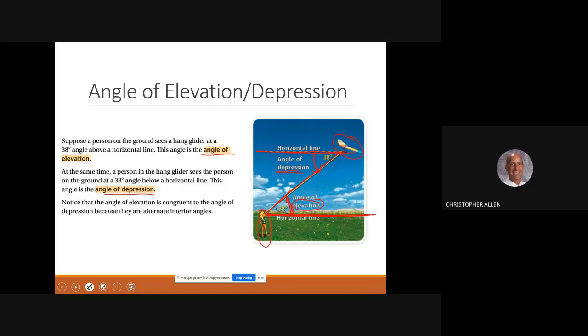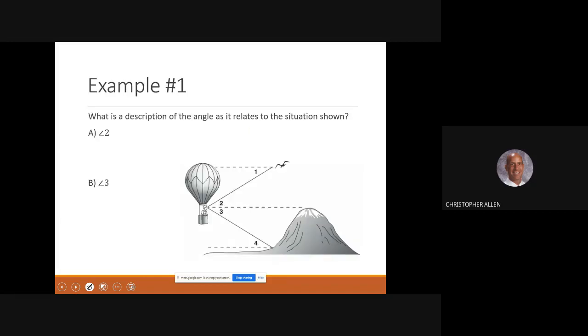What else do I need to say? Oh, can you guys guess what's true about this horizontal line and that horizontal line? They're parallel. That's a very important consequence, because that means that these are alternate interior angles, which we've already studied, which means they have to be congruent. So that's going to be useful here later on.